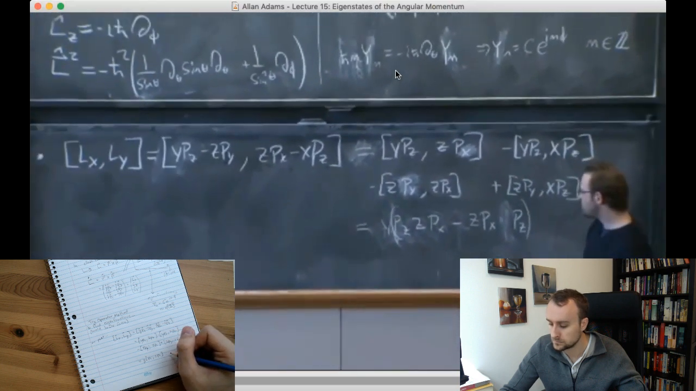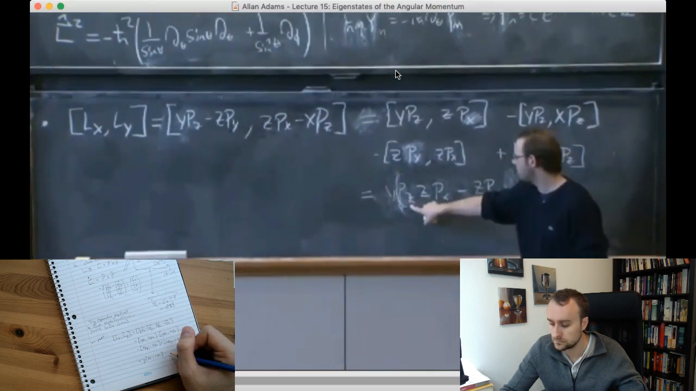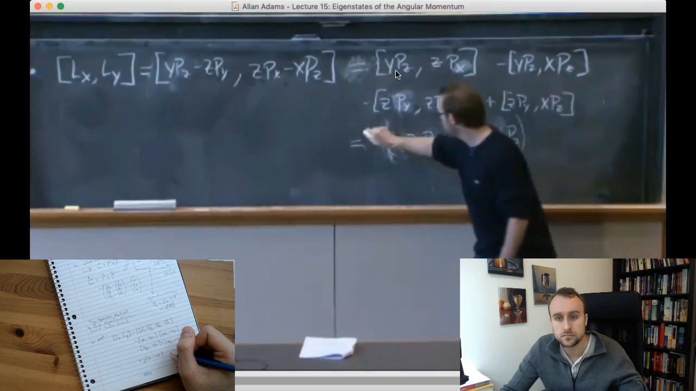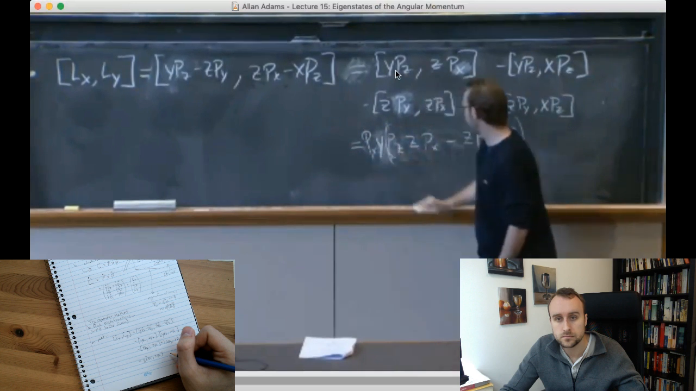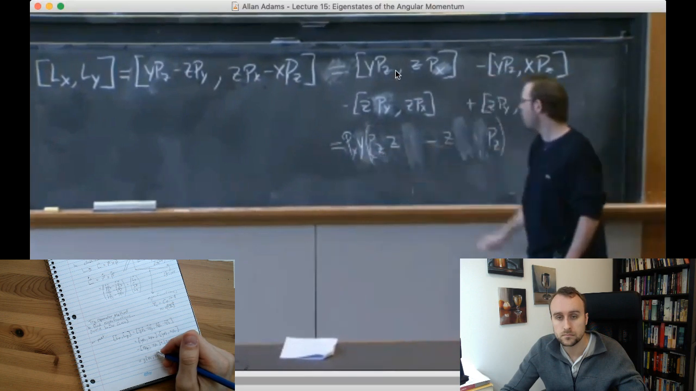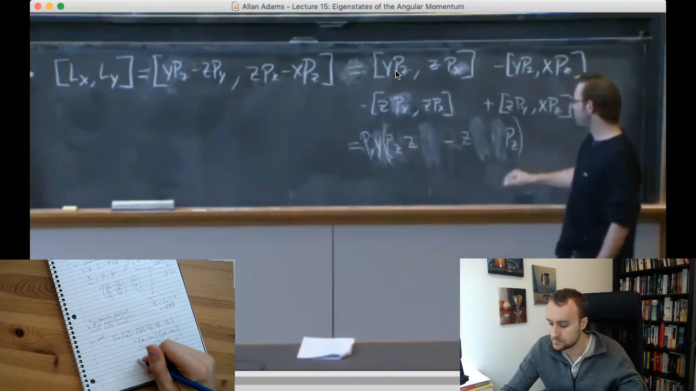But now note that I can do exactly the same thing with the px. Px commutes with z, px commutes with pz, and I can commute with y. So I can pull the px from each term out. Px, y. And I lose the px. But now this is looking good. This is px times y, and (pz z minus z pz).